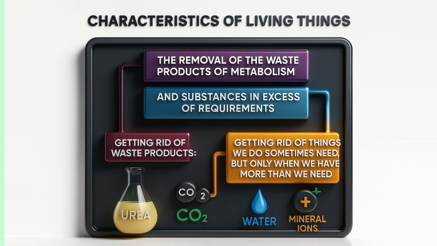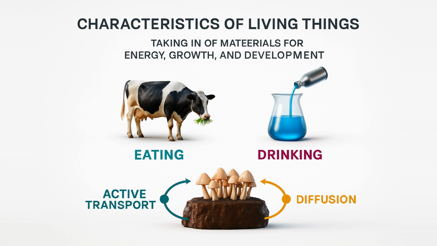Then there is excretion, which involves removing waste products generated by metabolic processes such as urea and carbon dioxide, and also getting rid of substances that the body may need but has in excess, such as water or mineral ions. Although these are essential to survival, too much of them can be harmful, so living organisms have mechanisms to excrete the surplus. Finally, nutrition is the intake of materials necessary for energy, growth, and development.